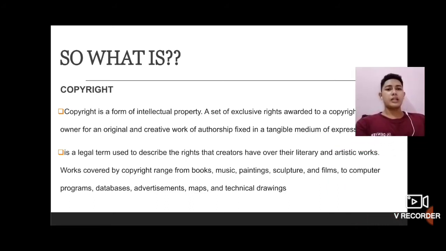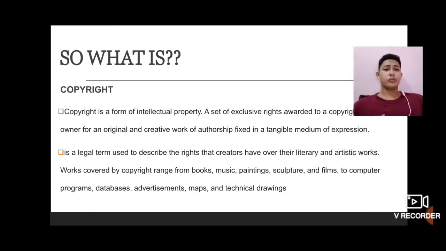It is a legal term used to describe the rights that creators have over their literary and artistic works. Works covered by copyright range from books, music, painting, sculpture, and films, to computer programs, databases, advertisements, maps, and technical drawings.